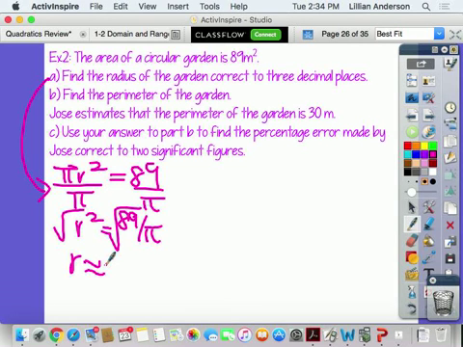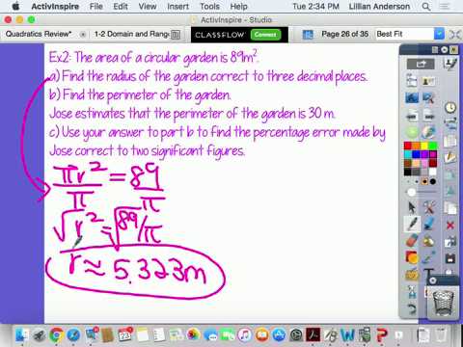Give me 3 significant figures when you first said it. So what is it? 5.3, 2, 3. Because it said 3 decimal places, not 3 significant figures. So you gotta be careful. You gotta be careful. Okay?